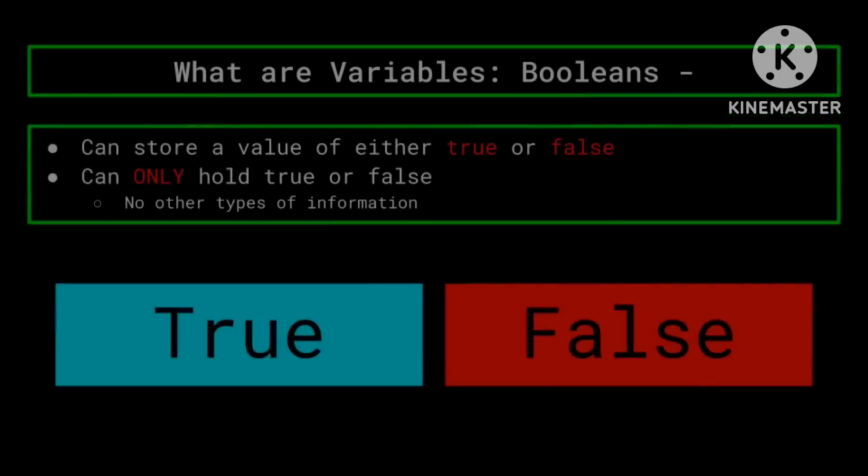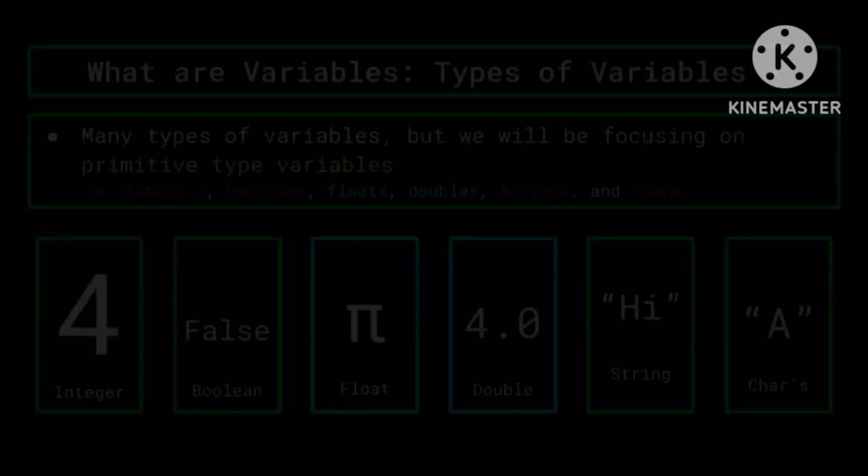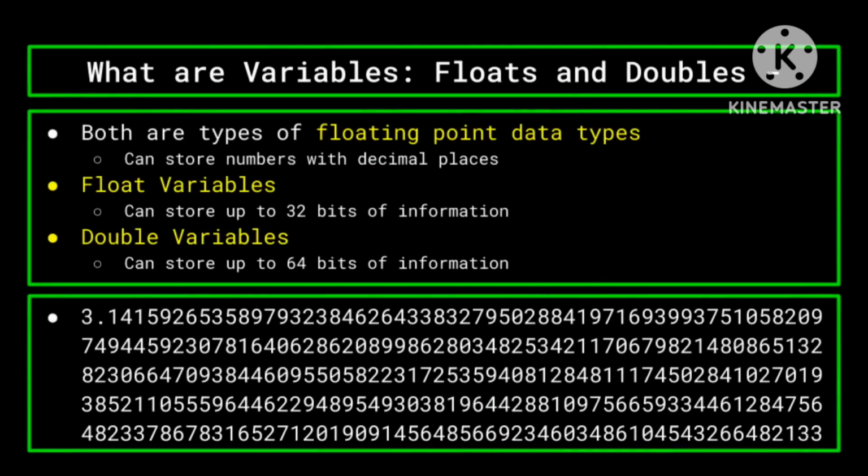Secondly is a boolean. A boolean is a very primitive variable which can store a value of either true or false. Boolean variables can only hold these two values, and are extremely useful for conditional statements, which we will cover soon. The next two types of variables are floats and doubles. Both of these variable types are floating point data types, which essentially means that these variables can store numbers with decimal places. Whereas integer values cannot hold decimal values, floats and doubles can. The main difference between the two is that a float variable can store numbers of a precision up to 32-bit, while doubles can store numbers with a precision up to 64-bit. Essentially, a double can store more decimal places than a float, so it all comes down to how precise you want the variable to be.